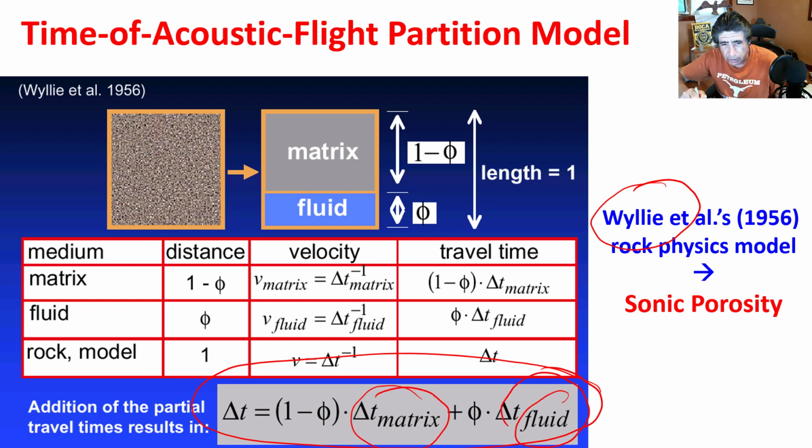And of course, the partition will be given by the volumetric fraction of those two, which in this case is porosity for the fraction of the fluid, and 1 minus porosity for the fraction of the solid. So if one knew what the time of flight would be for the matrix and for the fluid, just by measuring the total time of flight, we could possibly estimate the porosity. And he called this the sonic porosity.